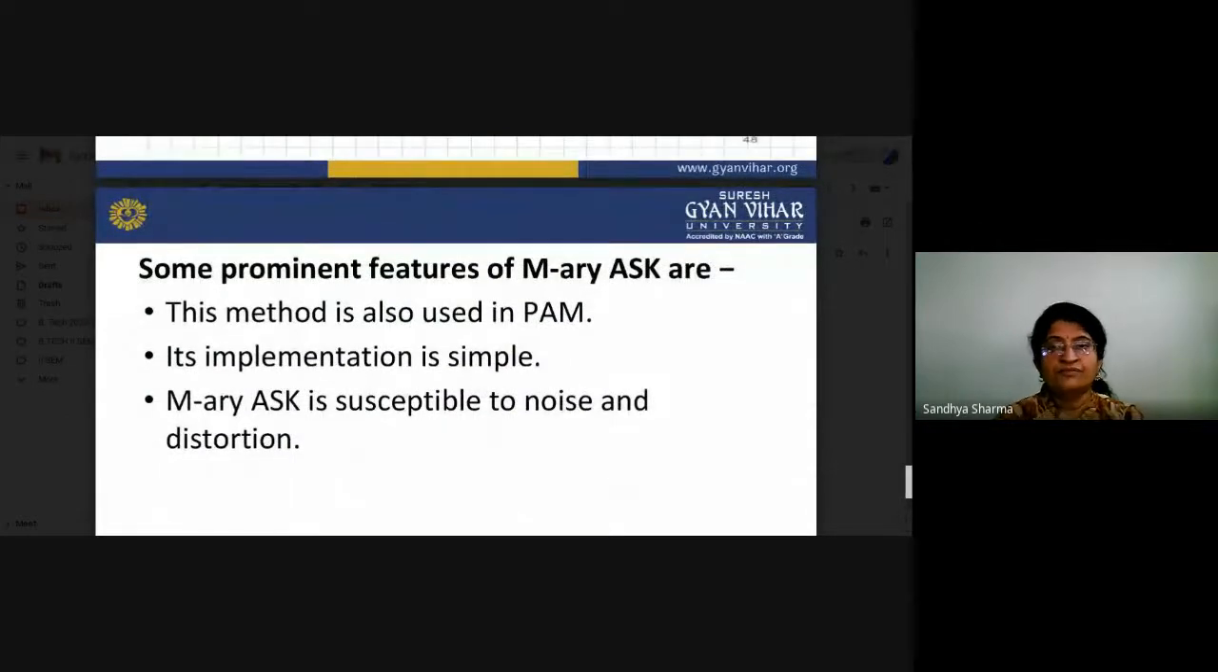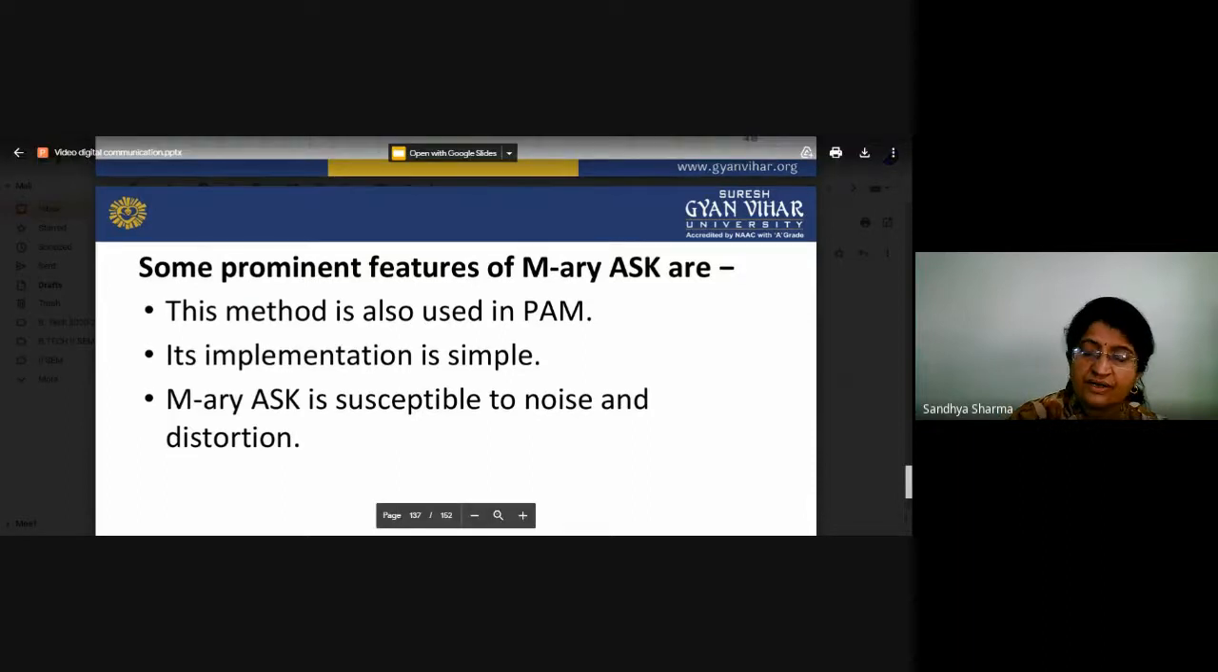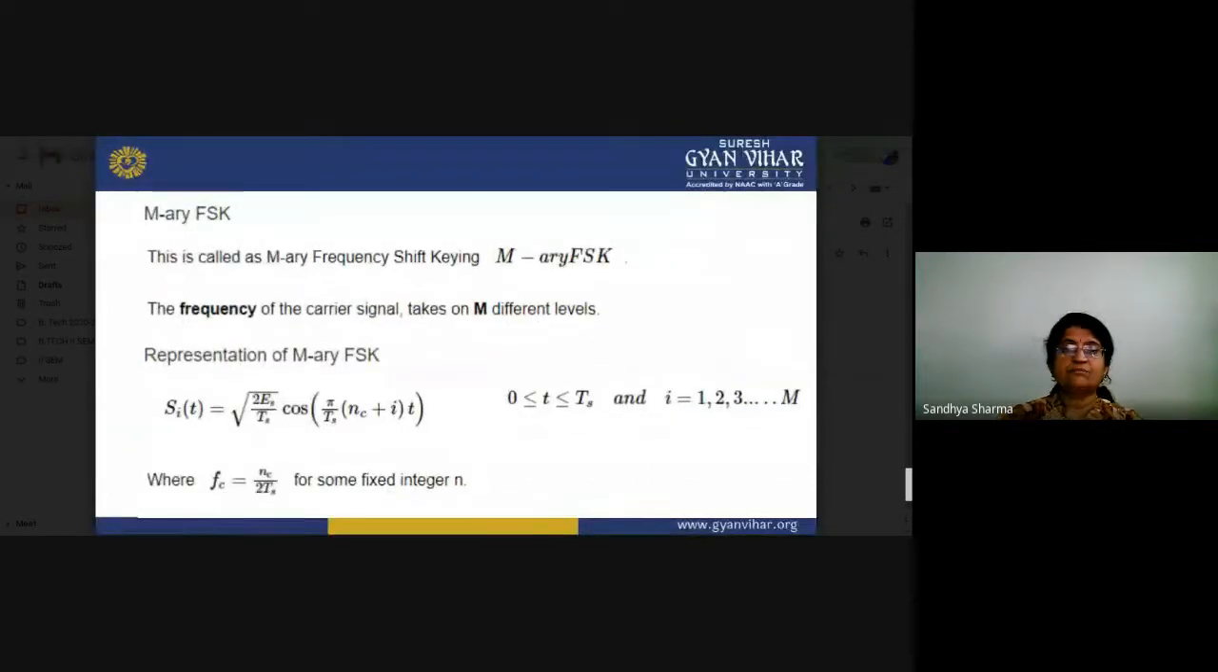Now the prominent features of M-array ASK. This method is used in PAM. Its implementation is simple. M-array ASK is susceptible to noise and distortion. So the same thing happens: whatever change in amplitude is faced, that is reflected also in M-array ASK.